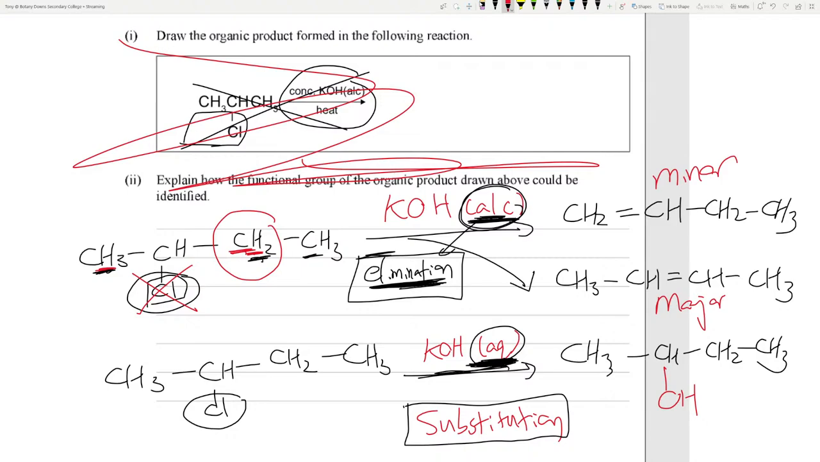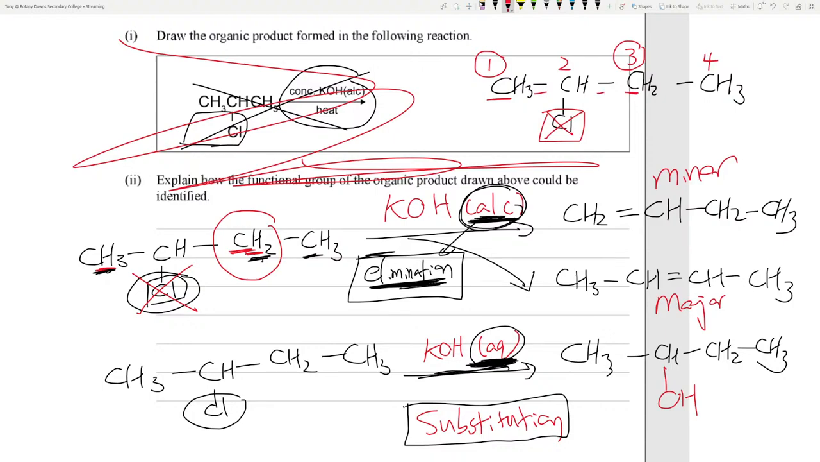I'll draw it again, so it's a bit messy. I'm going to say this very slowly, so you can pause or play a bit slower if you want. Let's number this as carbon number one, carbon number two, carbon number three, carbon number four. For this elimination reaction, the chlorine will be eliminated. And when the chlorine gets eliminated, carbon number one and carbon number three, which are the neighboring carbons, one of those will lose a hydrogen. And then a double bond is formed between carbon number one and number two, or carbon number two and number three.